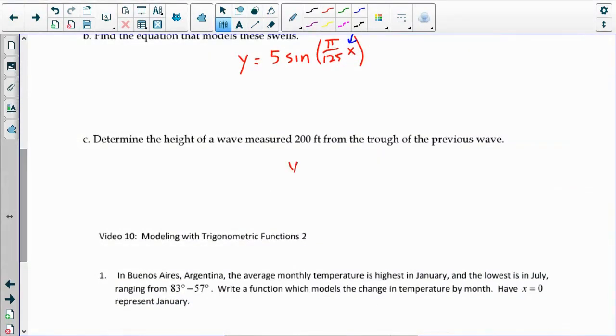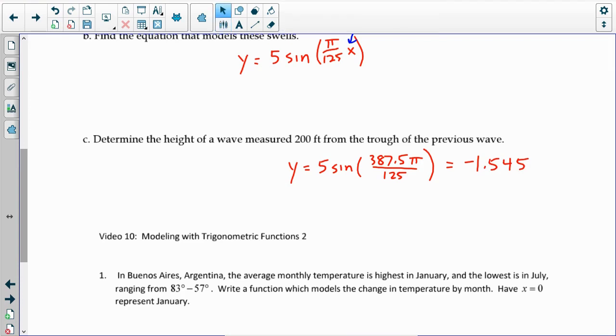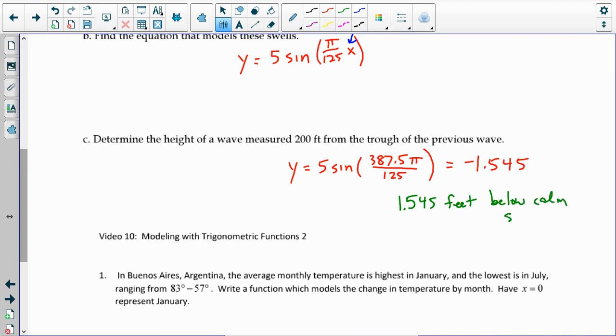So y equals 5 times the sine of 387.5 pi over 125. So I'm subbing in 387.5. This would probably be a calculator question. And then I end up with negative 1.545. So in context, what that basically means is that 200 feet from the trough of a previous wave, the height of my wave is 1.545 feet below calm sea level.